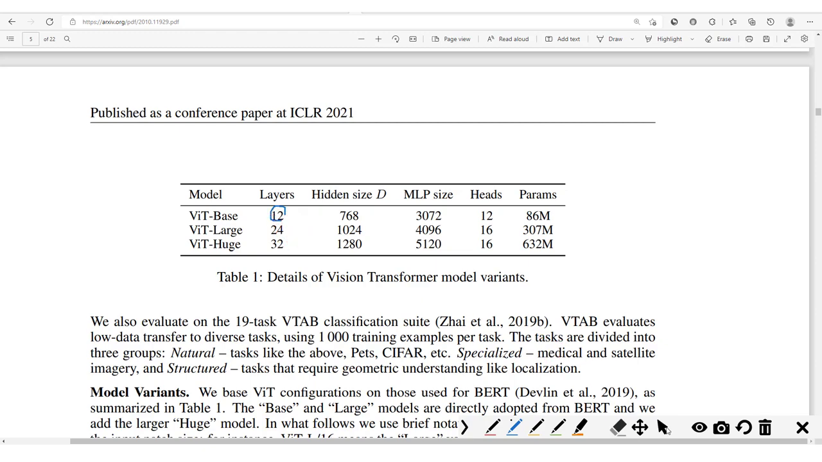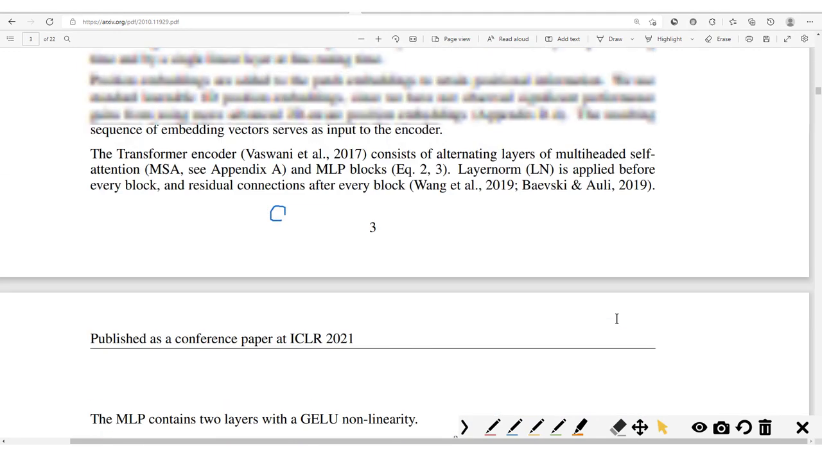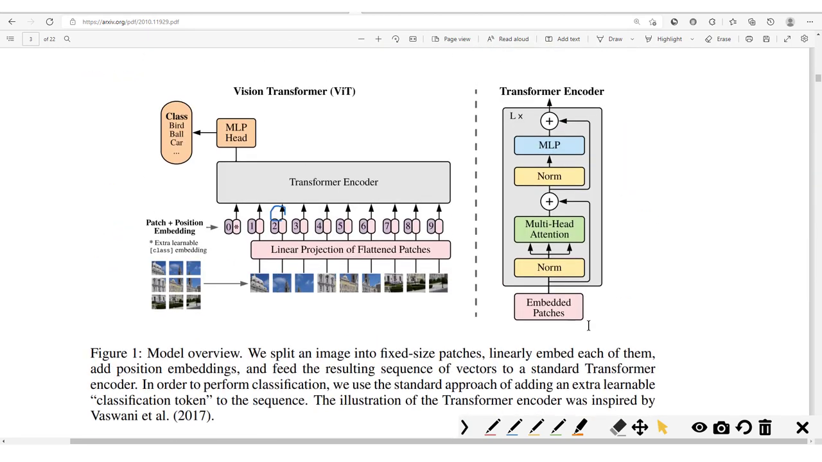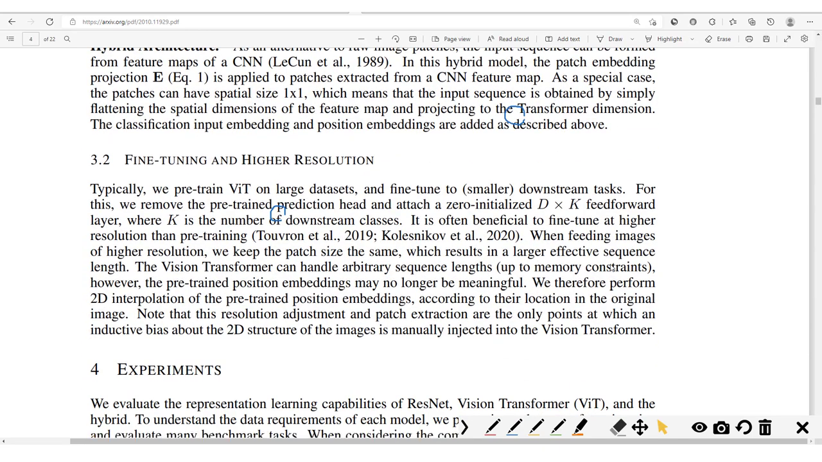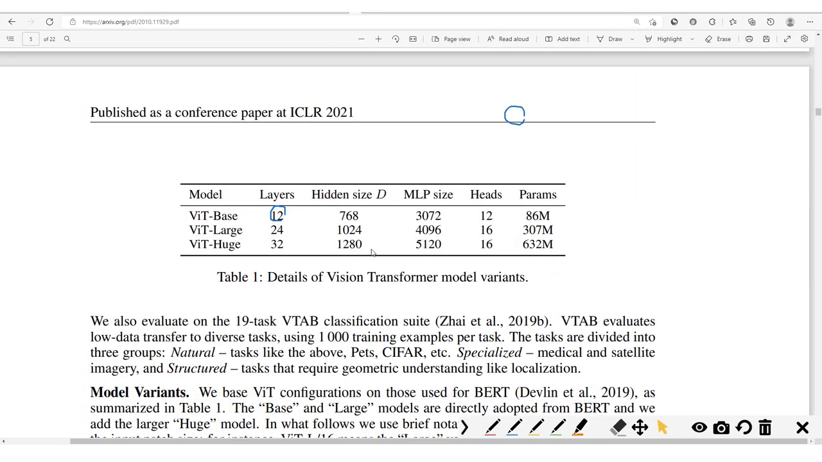Then here we have 12 layers. Recall, let's get back here. Recall, we have this number of layers here. So basically, you're repeating this 12 times. So there we have 12 layers for the ViT base, as stated here. And then we have 24 for ViT large and 32 for ViT huge. And then this hidden size, this D, this embedding dimension, is 768 for base, 1024 for large, and 1280 for huge.